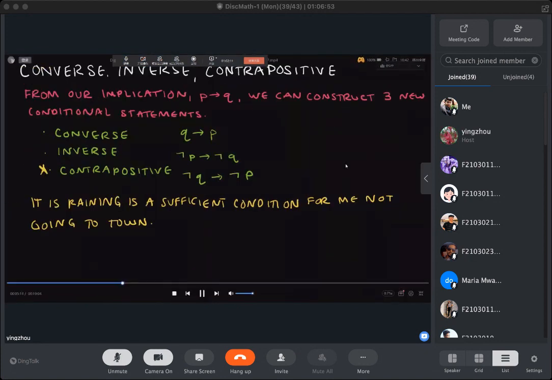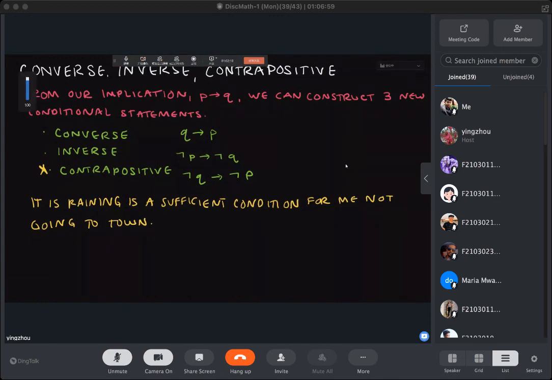Let's talk now about the converse, inverse, and contrapositive. These are just three more conditional statements, so there are still implications that we can construct using our original implication, if P then Q. Essentially, we're either going to negate the propositions, or switch the order, or possibly both. So let's take a look. The converse of if P then Q is if Q then P. So the converse is just that we're going to switch the order.